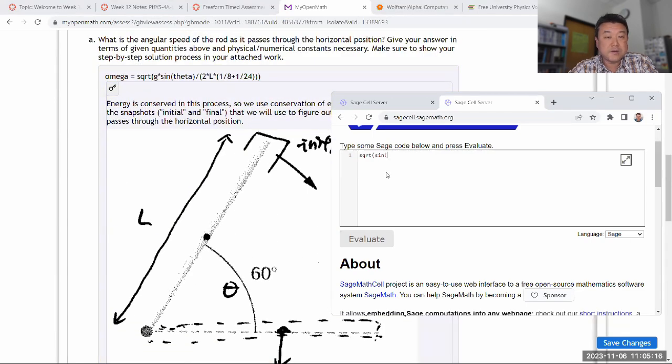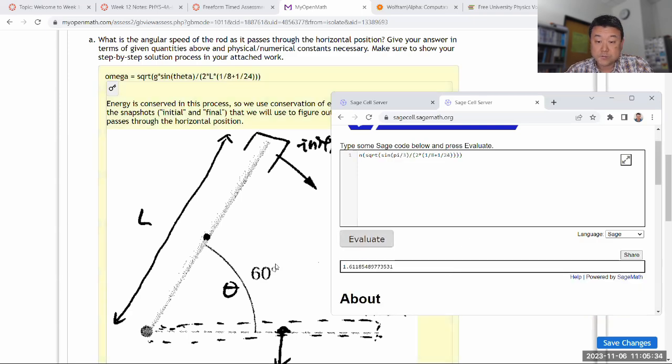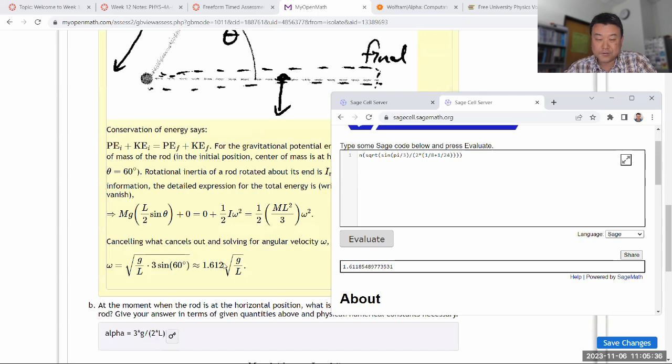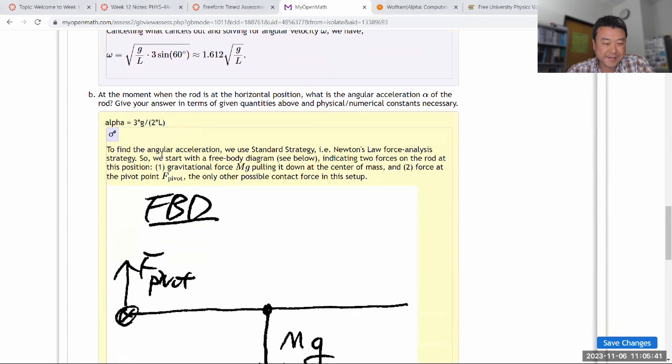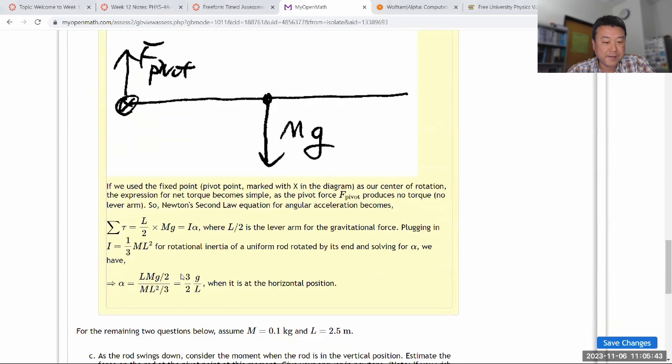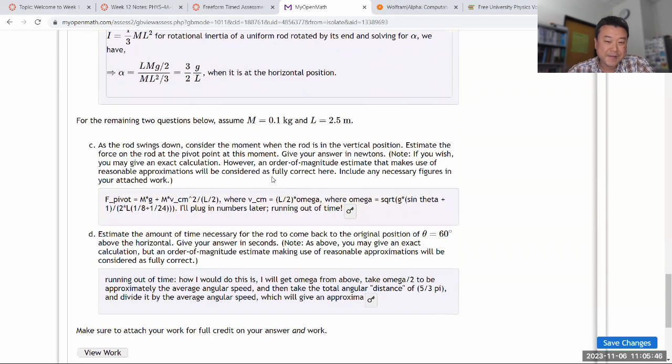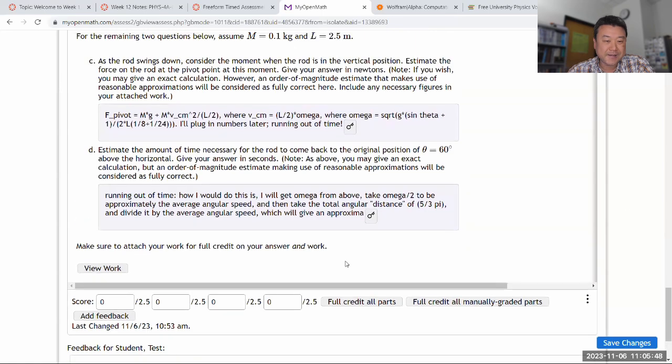Square root of sine of 60 degrees or pi over 3, divided by 2 times 1 over 8 plus 1 over 24. And a numerical version of that. It's 1.61, close enough to 1.612. Yeah, good. And so that's correct. And the answer here, 3g over 2L. Yep, that's correct. Good. And this is where it gets tricky.